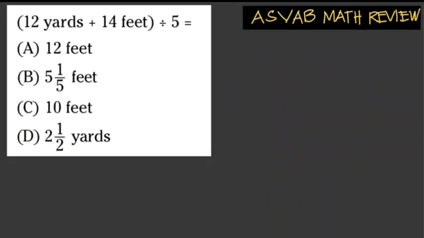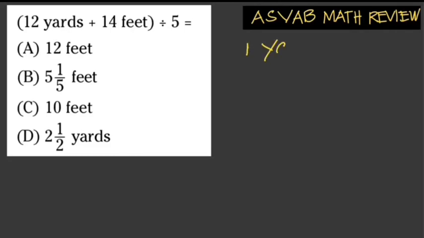Okay, let's try another problem here. So 12 yards plus 14 feet, divided by 5. In this case, we have different units of measurement. We have the yards and the feet. So we have to be consistent in our unit. We can convert yards to feet or feet to yards, either way. It depends on what we have in the options, in the choices. So let's just convert yards to feet first.